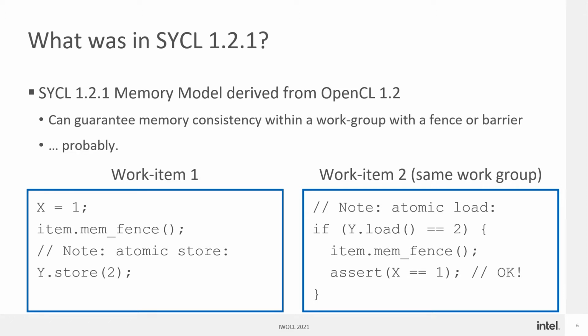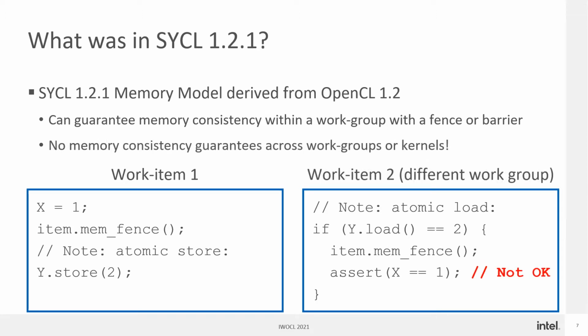Well, probably. We actually have no guarantees. The OpenCL 1.2 memory model, and hence the SYCL 1.2 memory model, was not very well specified, so we think this is correct. This is our interpretation, but it's possible that there are other interpretations too, and on some devices this may not actually be okay.